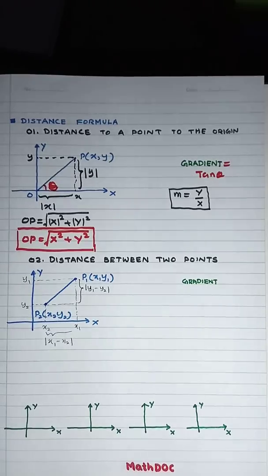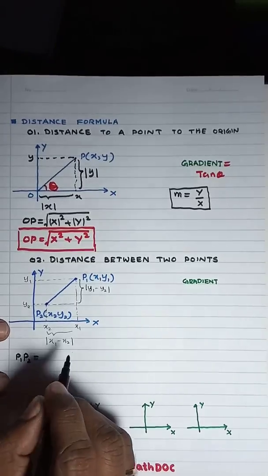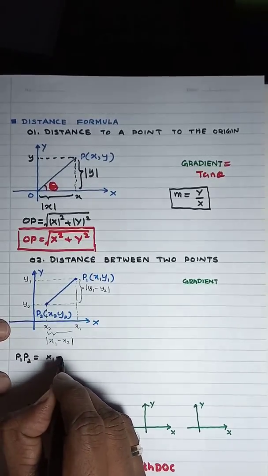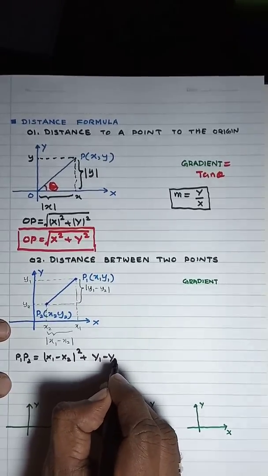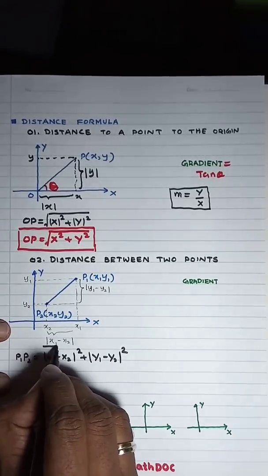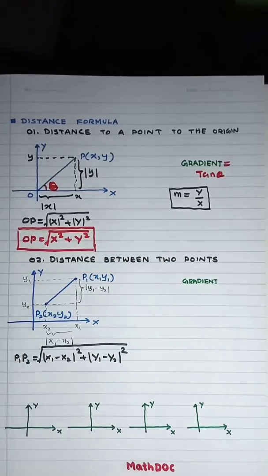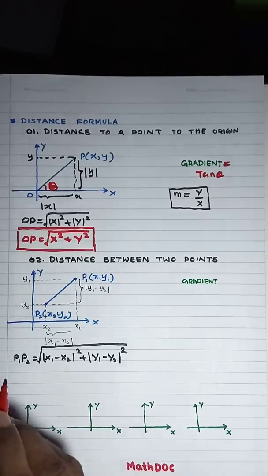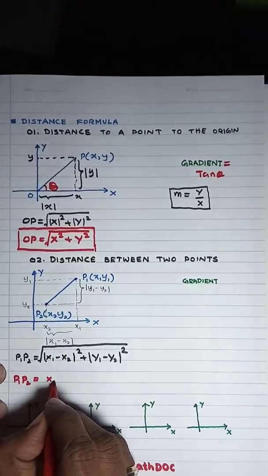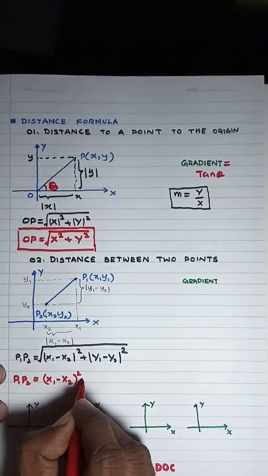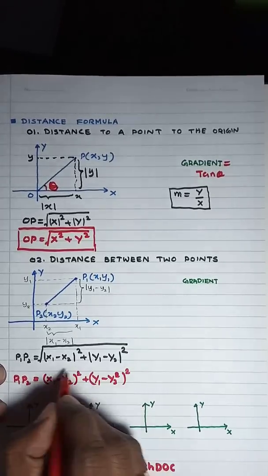Now considering this right angle triangle, by the Pythagorean theorem the length P1P2 equals the square root of modulus of x1 minus x2 squared plus modulus of y1 minus y2 squared. We call this the distance formula, the distance between 2 points. To remember, P1P2 length equals, you can remove the modulus, the square root of the whole thing: x1 minus x2 squared plus y1 minus y2 squared.